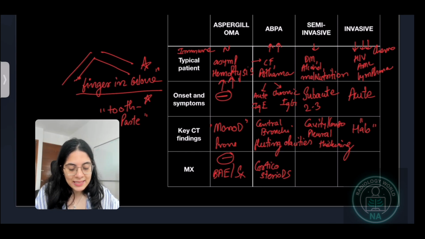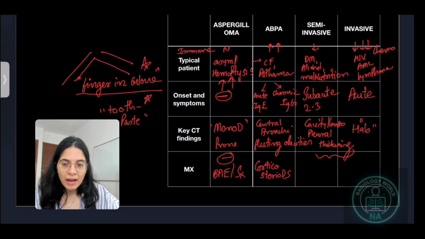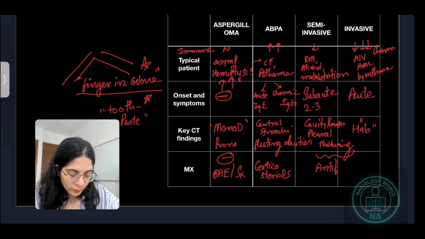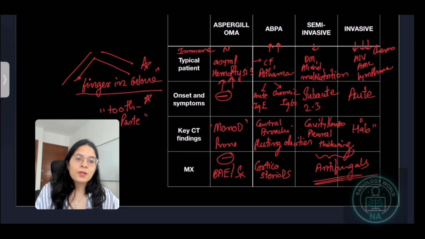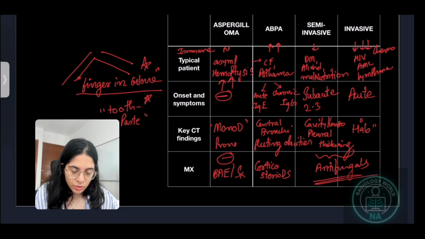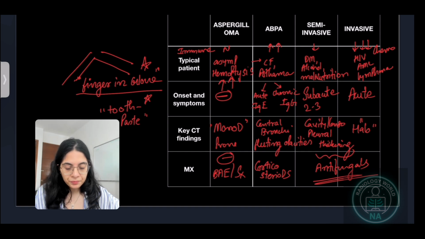Whereas if I talk about semi-invasive and invasive, here you have to give antifungals. Which antifungals, we have discussed. For invasive, especially angio-invasive, the treatment of choice is voriconazole. A very important side effect of voriconazole is photopsia. They will give you some history of visual disturbances, which is very commonly seen with voriconazole. If it becomes very resistant even with this, you have to start IV amphotericin.